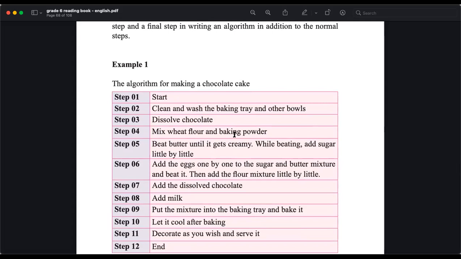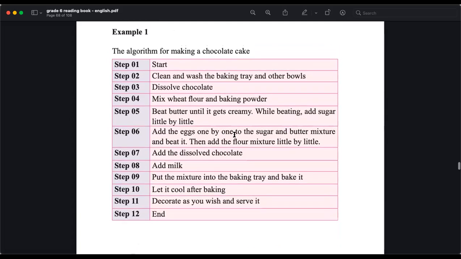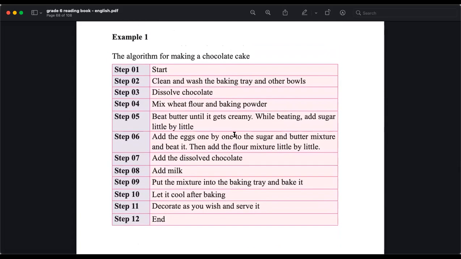Beat until it gets creamy. While beating, add sugar little by little. Then add eggs one by one to the sugar and butter mixture and beat it. Then add flour mixture little by little. Then add the dissolved chocolate, add milk, and finally bake it. And finally the output will be a delicious cake, it seems.